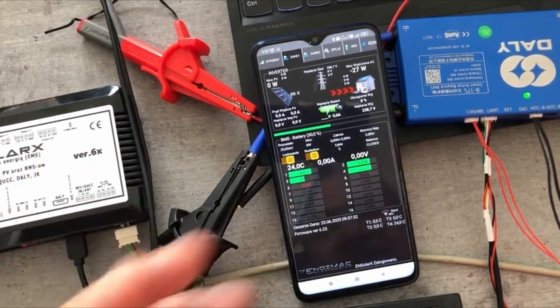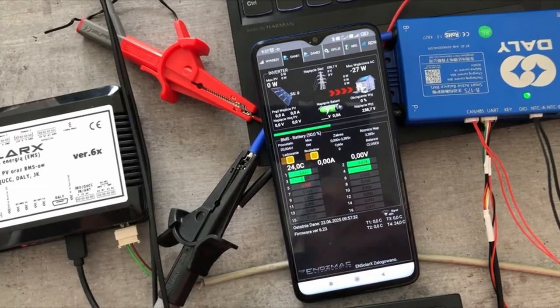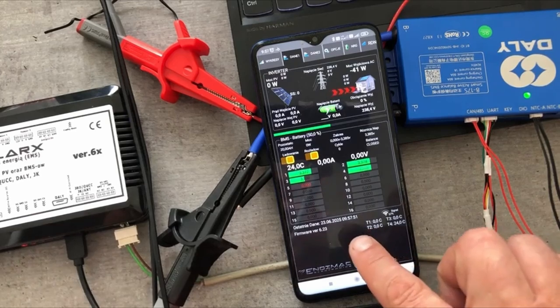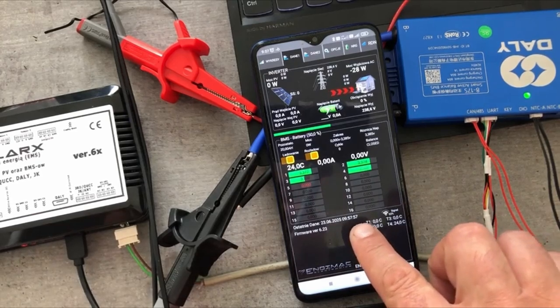And as you can see, it's not difficult. ENSolarX itself should detect whether it's a DALY BMS or some other. You don't have to set anything here. So here you can see a test connection on only 4 cells. You can see that one is moving nicely, and that's exactly what this device is for.